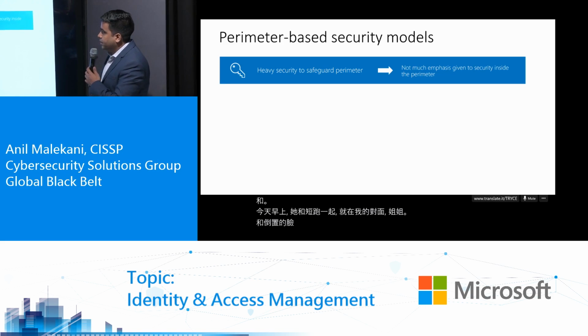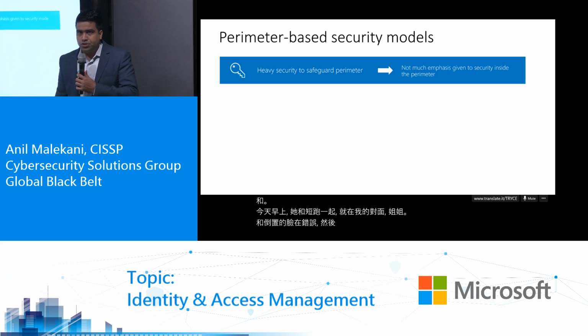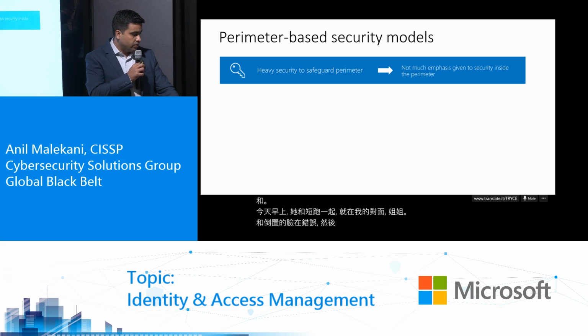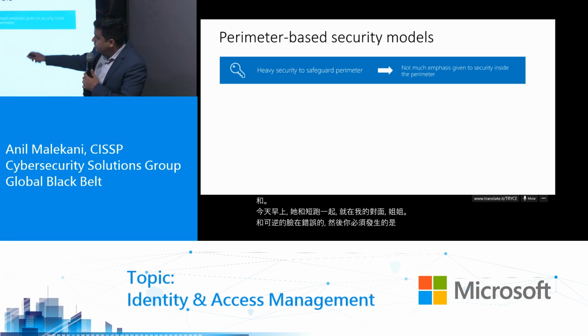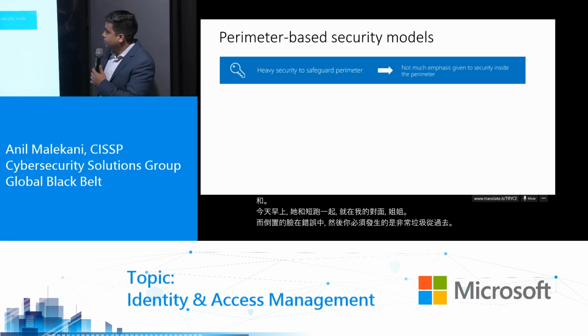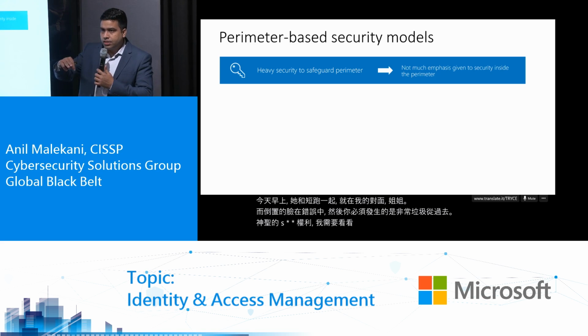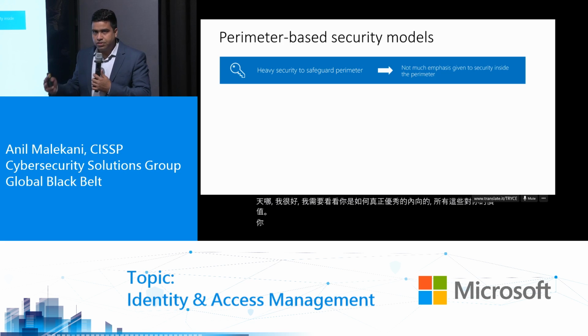Let's talk about some of the challenges with the perimeter-based network security approach, or the perimeter-based security models. One of the first things is that a lot of heavy security is required to safeguard a perimeter. Which means there's a lot of emphasis on how you protect your perimeter around the network. So you have a lot of emphasis on firewalls, VPNs, proxies, IDS solutions, IPS solutions.